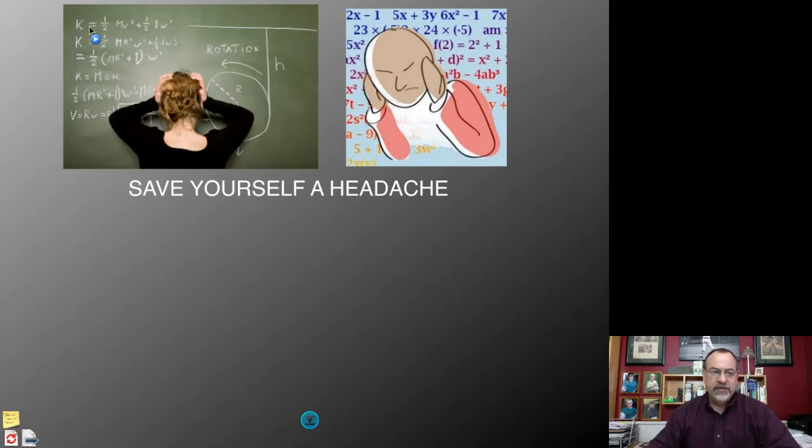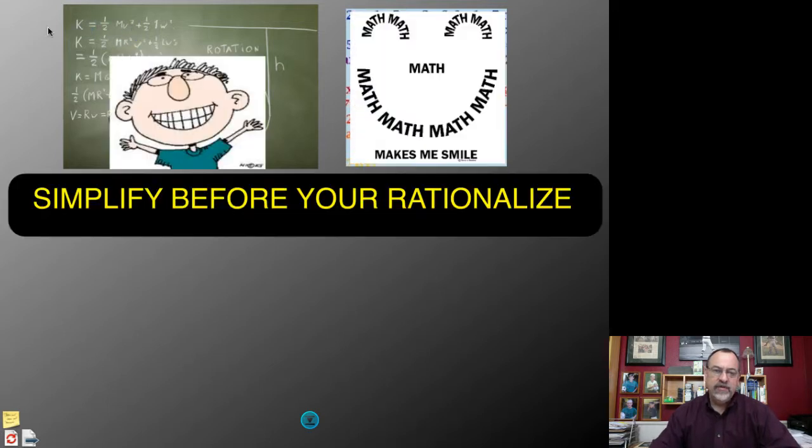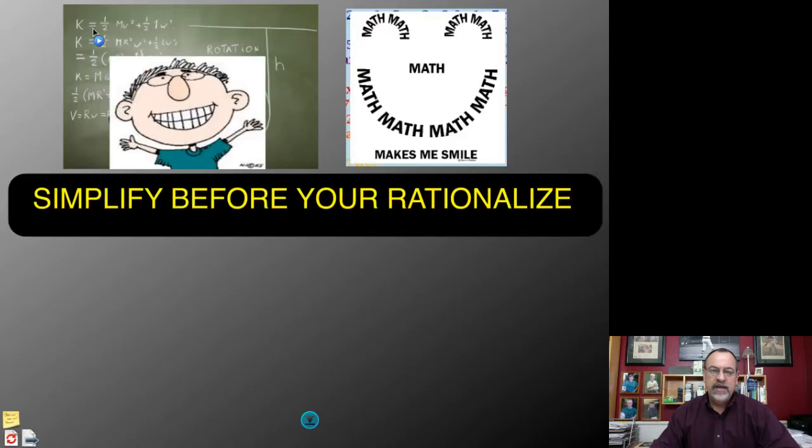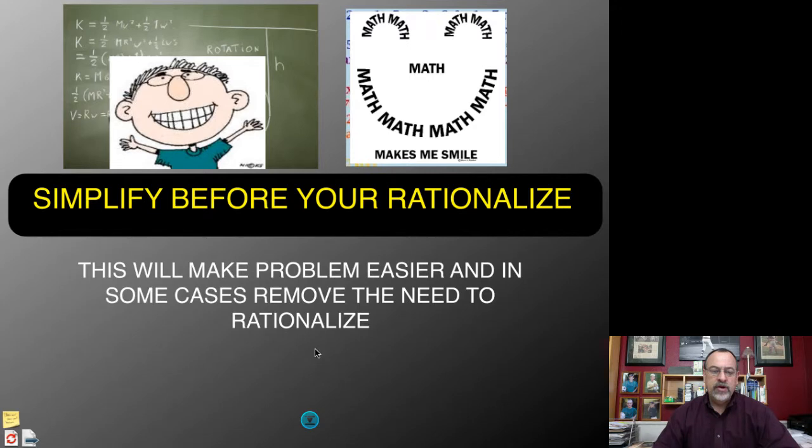And that is, much like I said before, that we want to simplify before we multiply. You want to simplify before you rationalize. Okay? Simplify before you rationalize. It will save yourself a headache. And in many cases, it will even create a situation where you won't even need to rationalize anymore, because by simplifying, the radical in the denominator goes away.